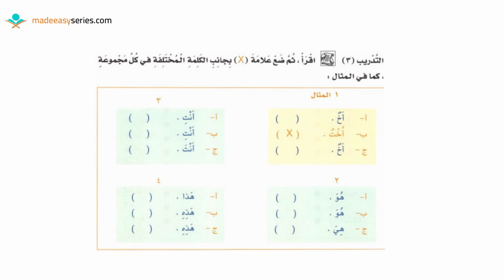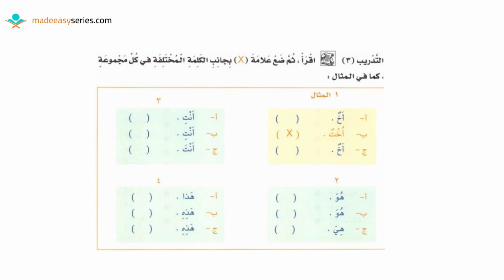Let's go to the mithal, al-mithal, the example. We have akh, ukht, and akh. We're going to cross ukht because ukht only appears once, but akh twice. So what I would like you to do is the same thing. Pause the video, complete the rest of the exercise by yourselves, then we're going to check the answers together.